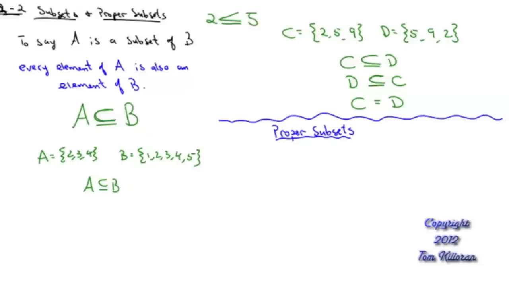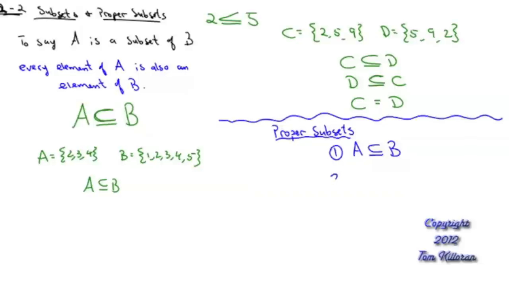To be a proper subset, you only have to make sure two things are true. Number one, you have to make sure that the first set is a subset of the second set. So I'll just use A and B for this. I'm trying to show that A is a proper subset of B. So the first thing you have to show is that A is a subset of B.